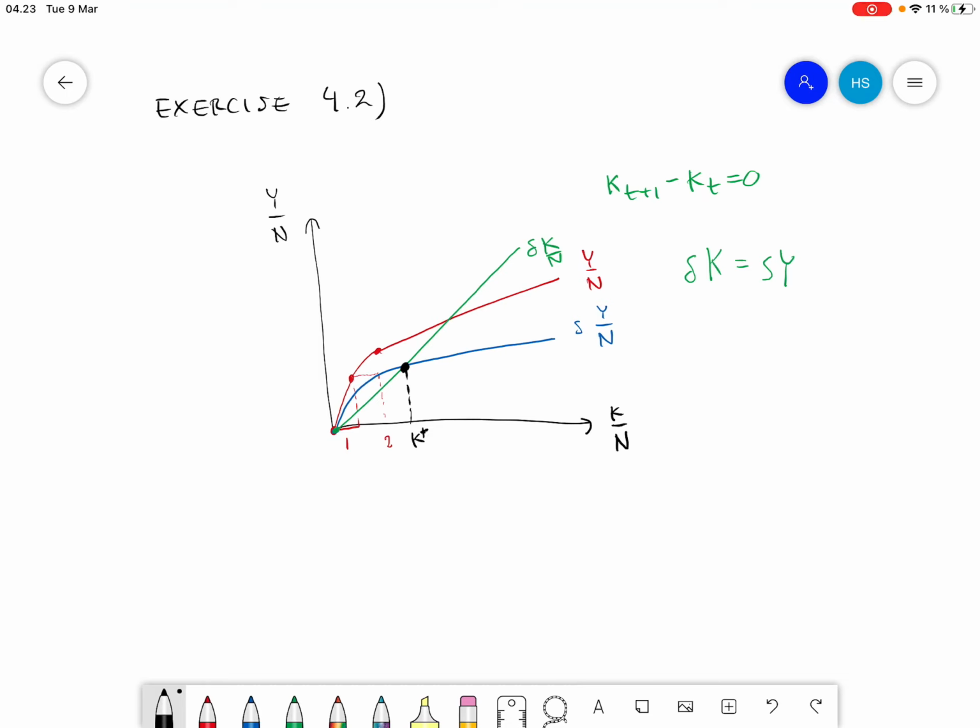So this here will be our steady state value of capital per worker. And the steady state output level per worker will be here.